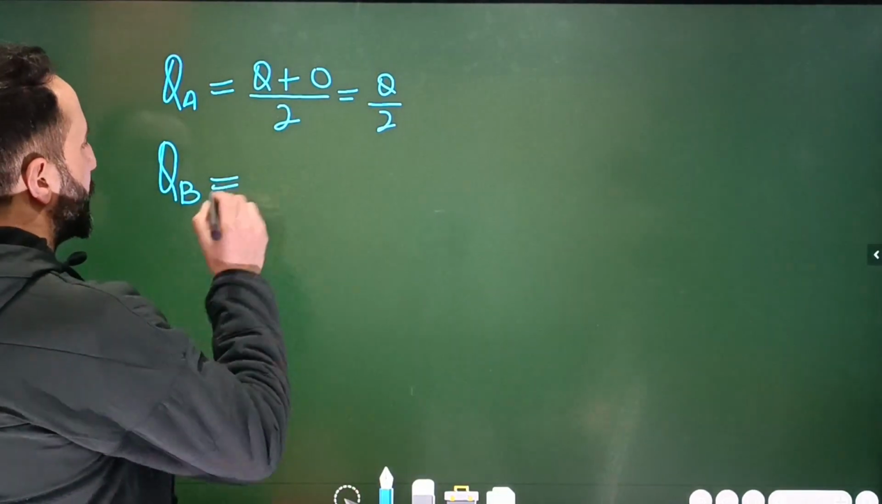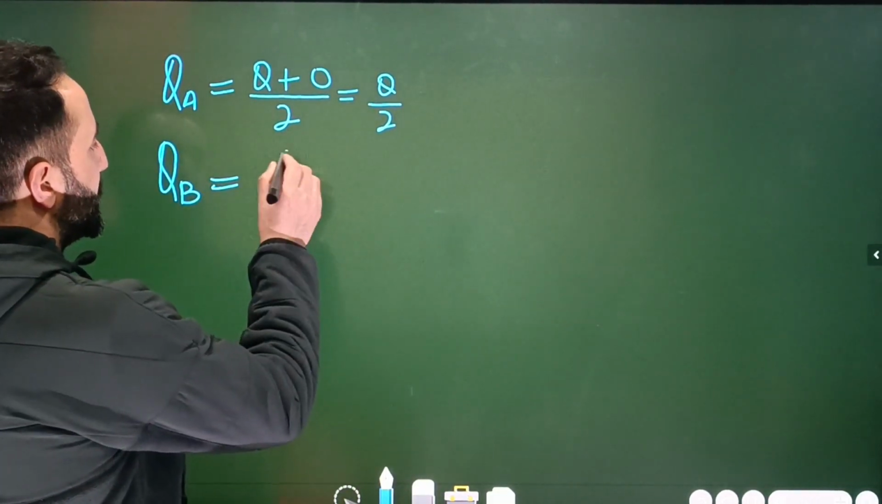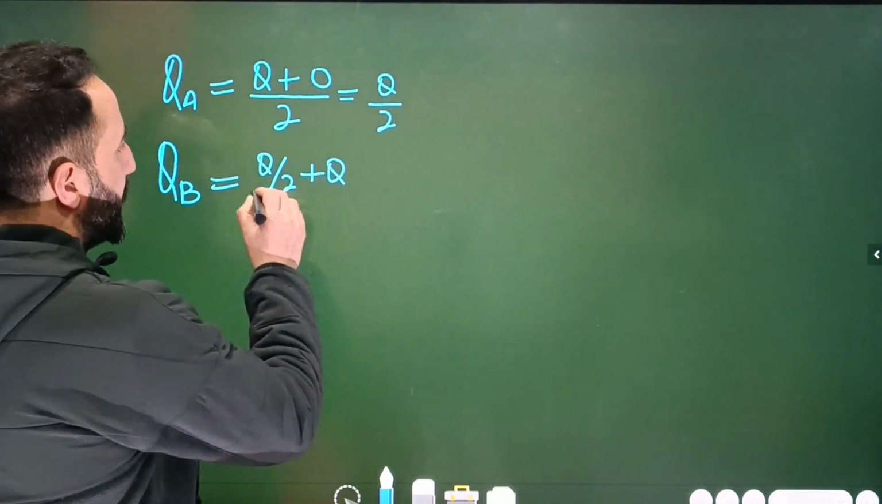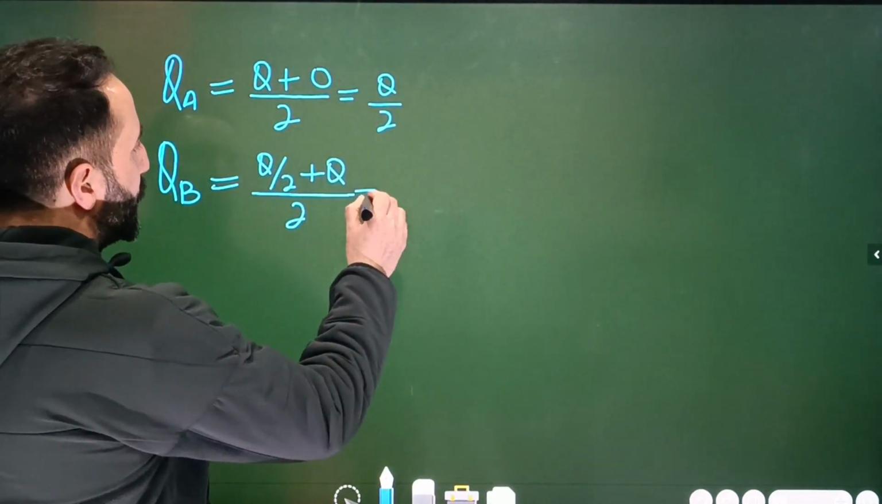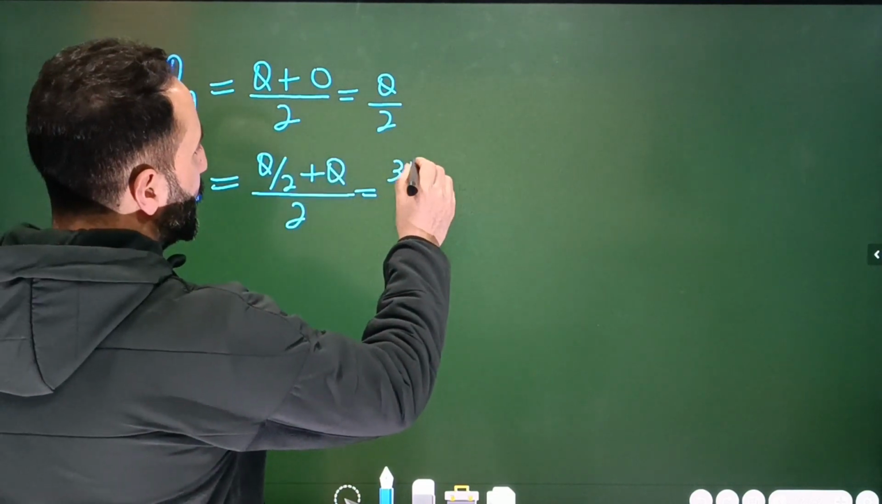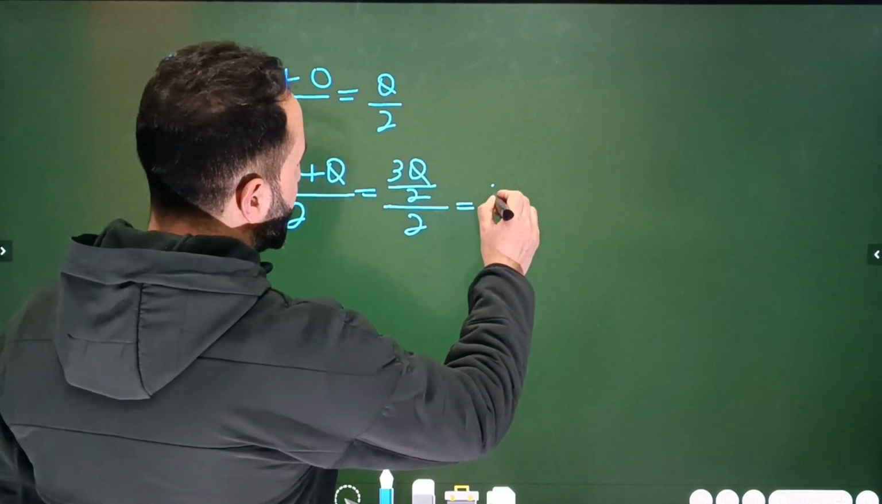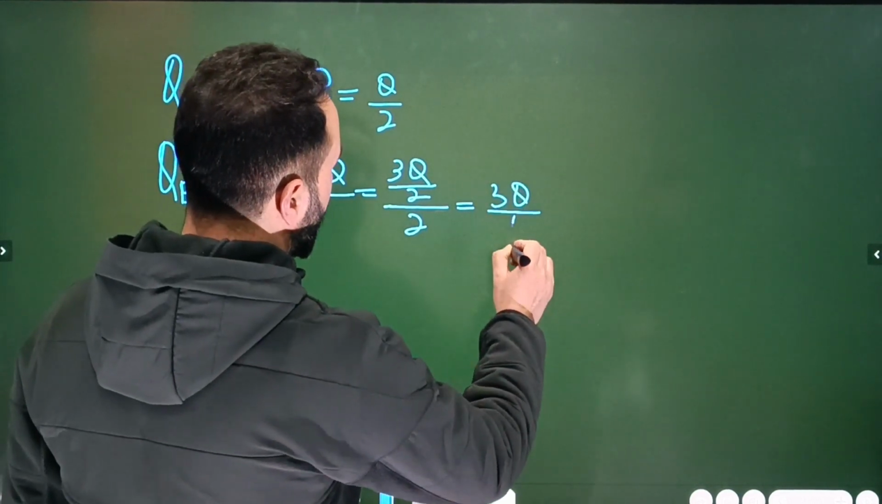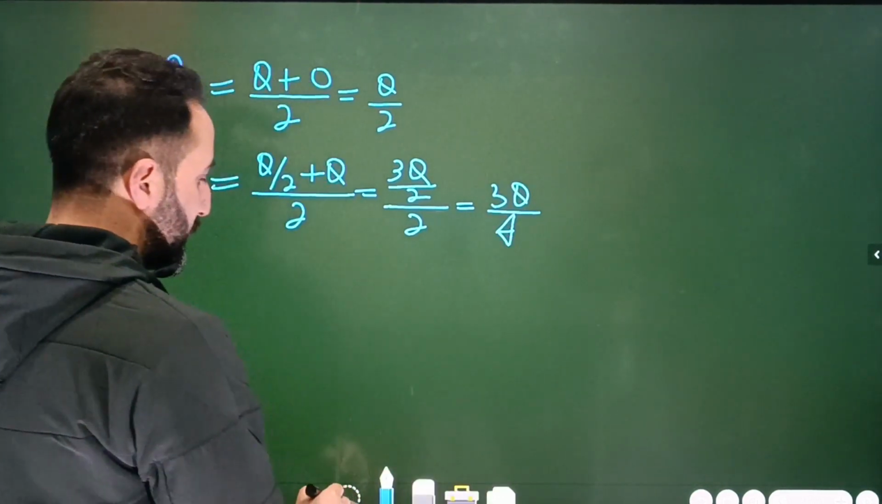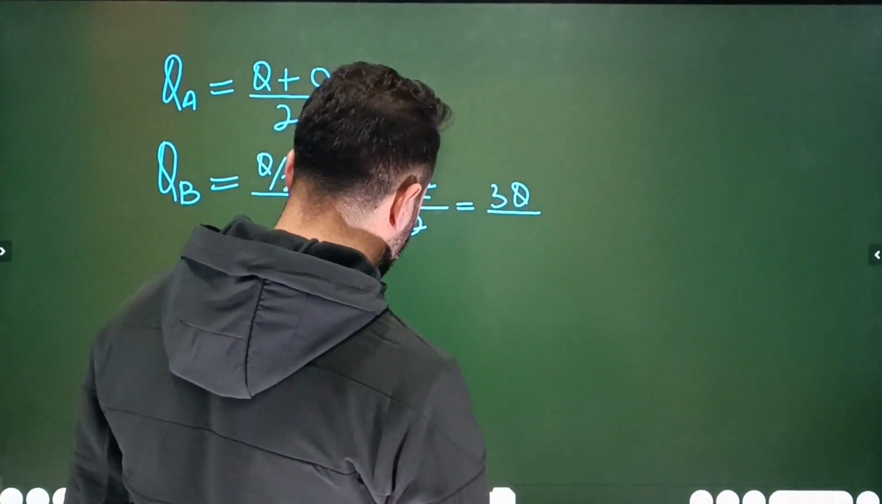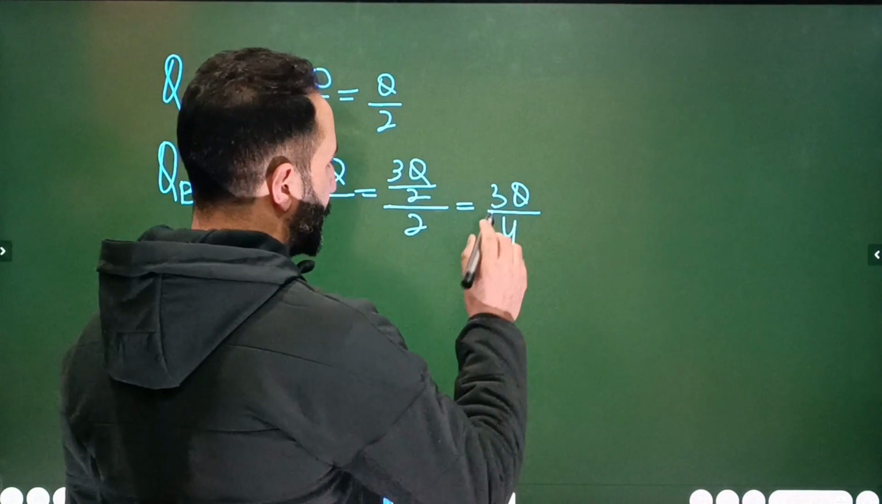So that will be equal to the charge of this C, which is Q by 2, and the charge of the B, that's equal to Q divided by 2. So in the numerator there will be 3Q by 2. In the numerator 3Q by 2. In the denominator will come 2. So it will be simply equal to 3Q divided by 4. 2 2s are 4. So here I will write down it's equal to 3Q divided by 4.